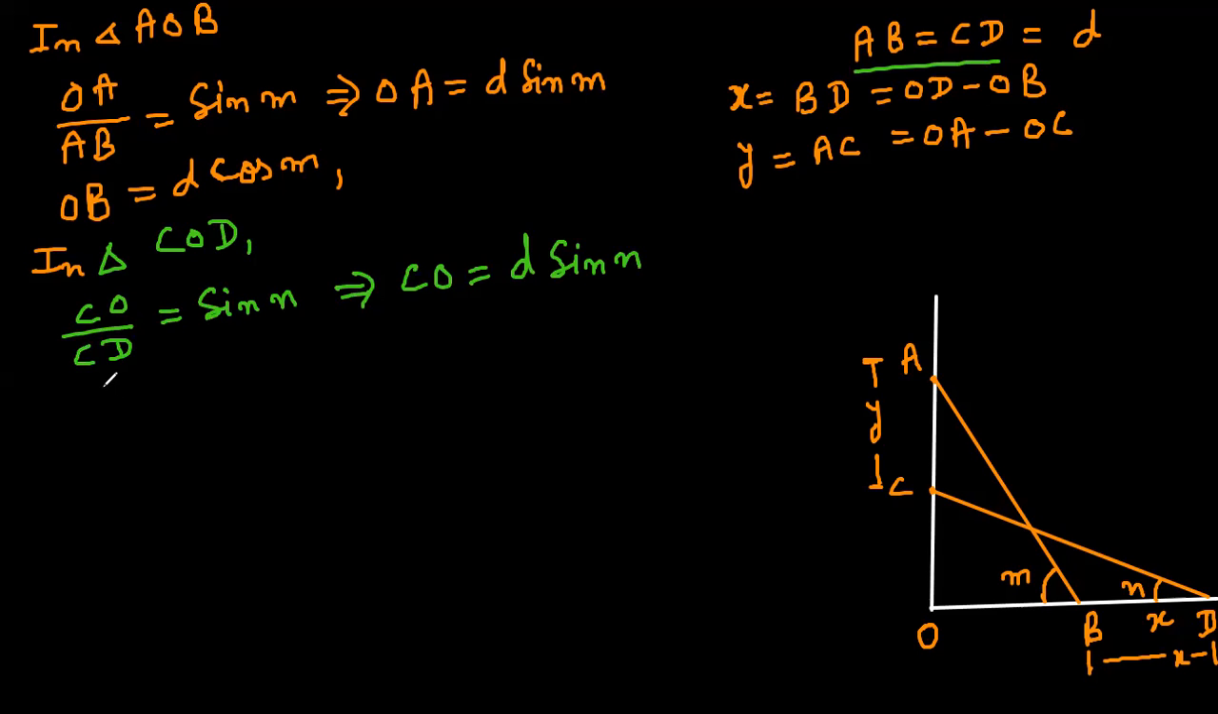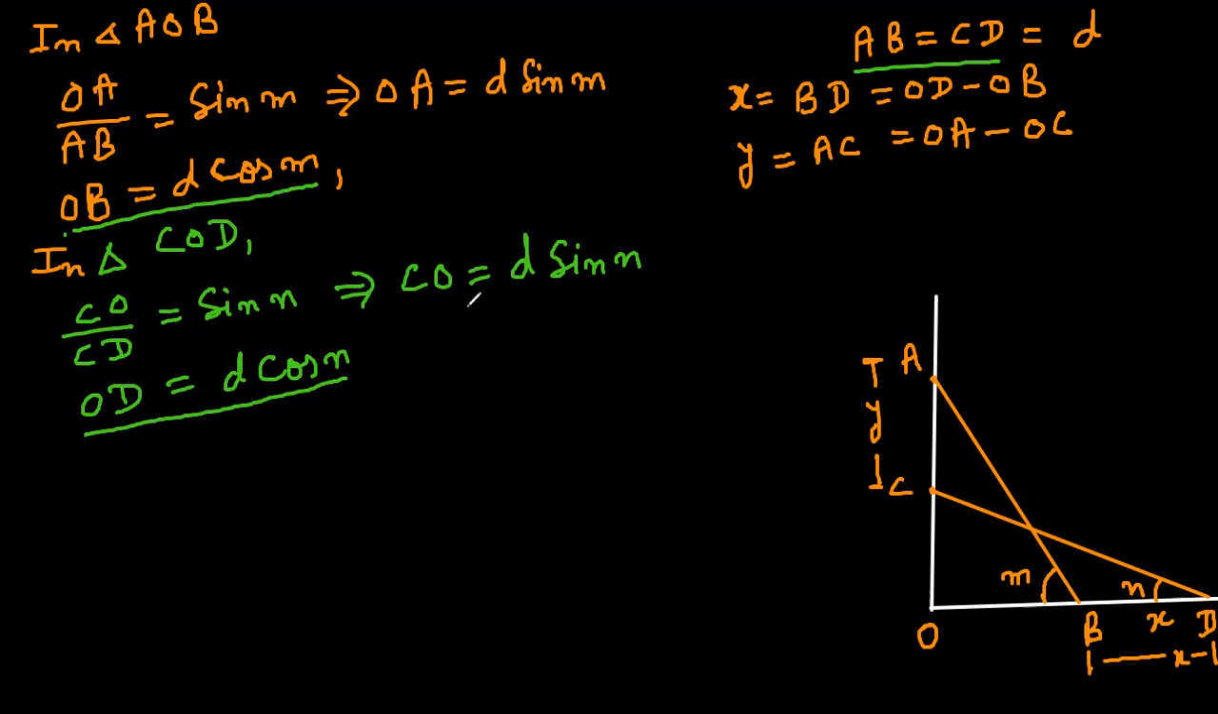In the same manner, we can find OD. So we will say OD divided by CD. In place of CD, we can write small d, and we can write directly the way we wrote here: OD is equal to d cos n. Can we say that? OD divided by CD is equal to cos of n, because CD is small d. So we get the value of OD.